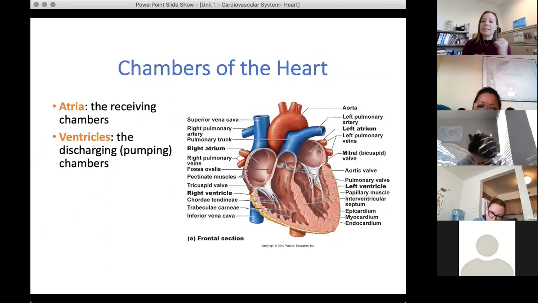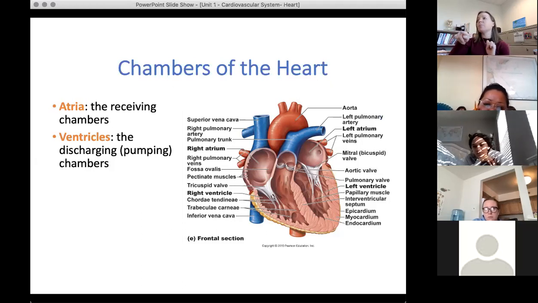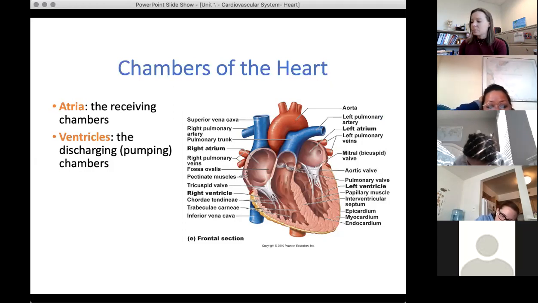Semilunar valves are, instead of thin flaps of tissue, more like a half moon shape. So it's like a curved shape. Semilunar actually means half moon, and that's just a description of what the valve looks like. Their function is to prevent the backflow of blood into the ventricles after they contract.